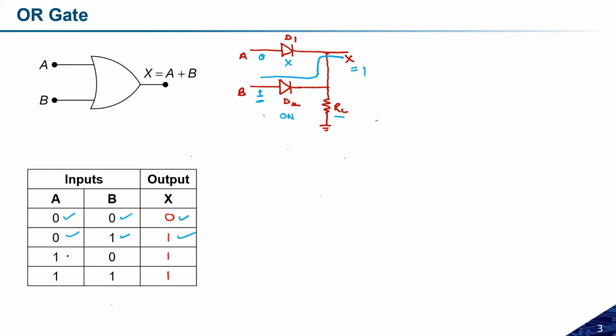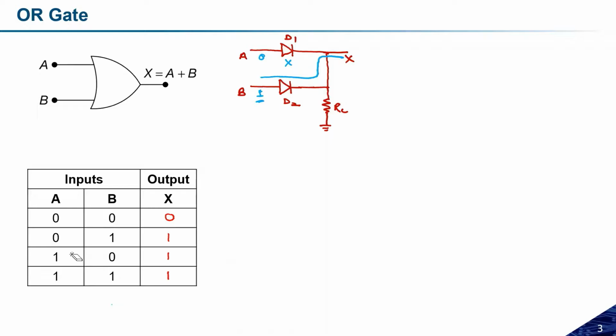The third case could be A equal to 1 and B equal to 0. So diode D1 will be in the on state and D2 will be in the off state, so A will be transferred to X. And if both A and B are equal to 1, both diodes D1 and D2 are in the on state, so logic high will be transferred to X. So this is how the equivalent circuit of this OR gate based on diode logic looks. Do you have any doubt on this circuit?